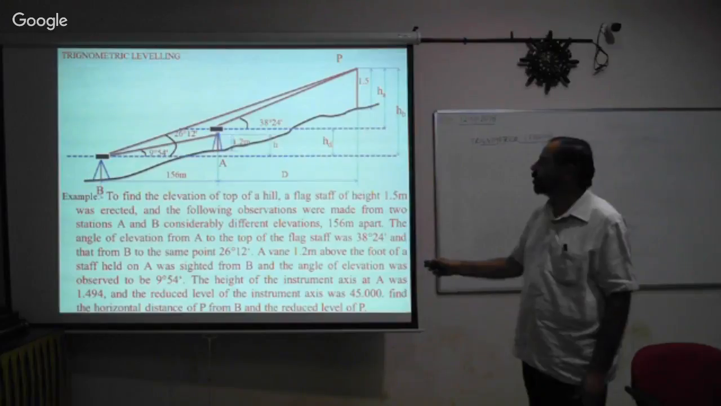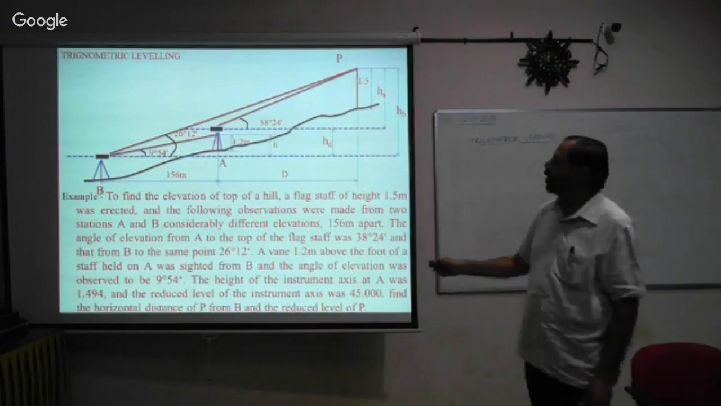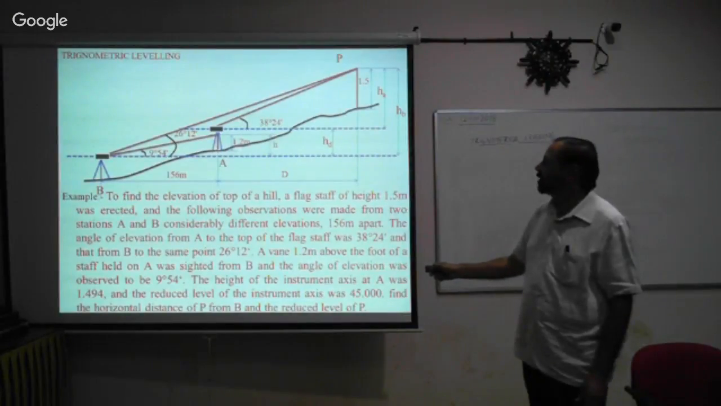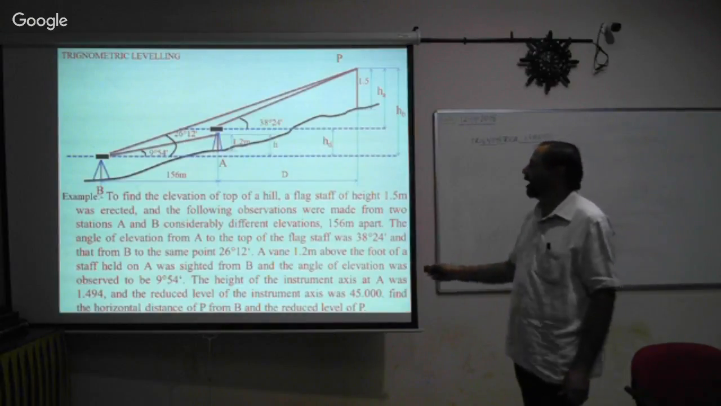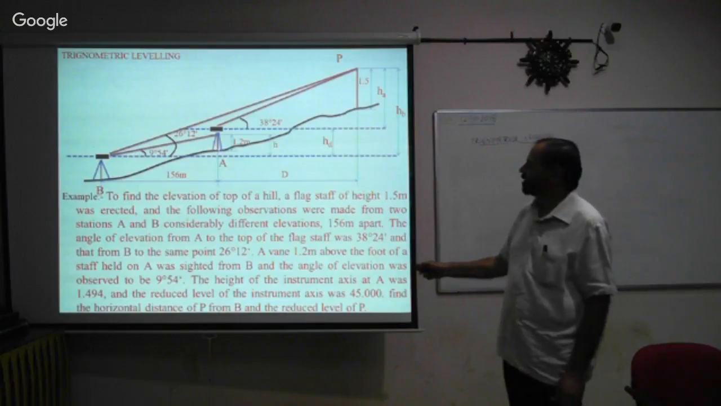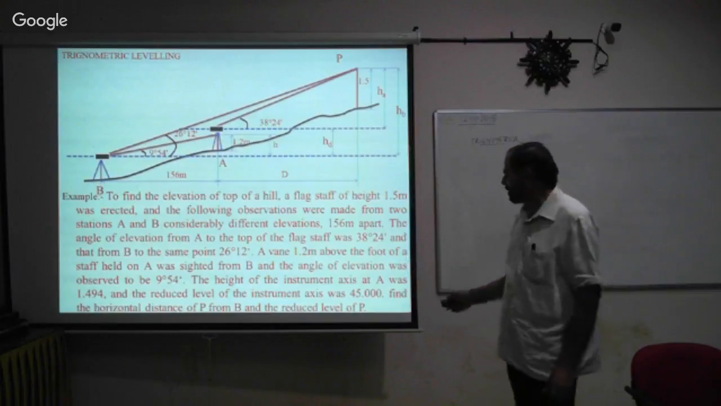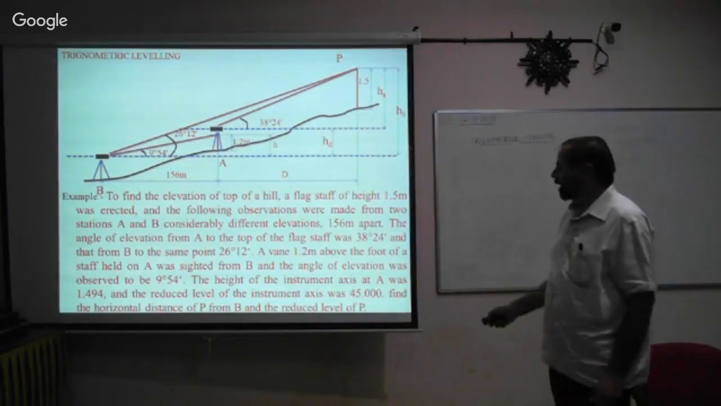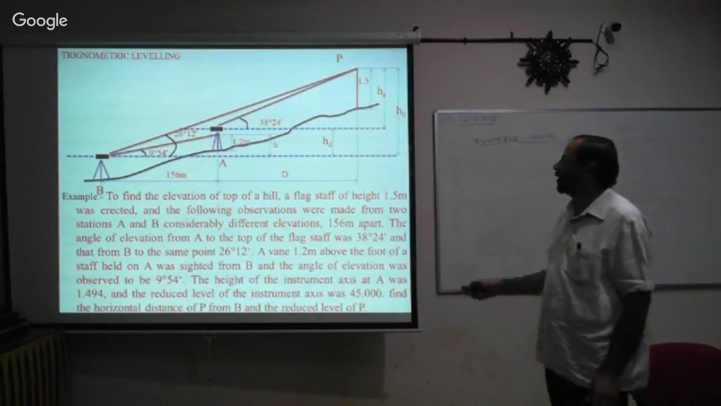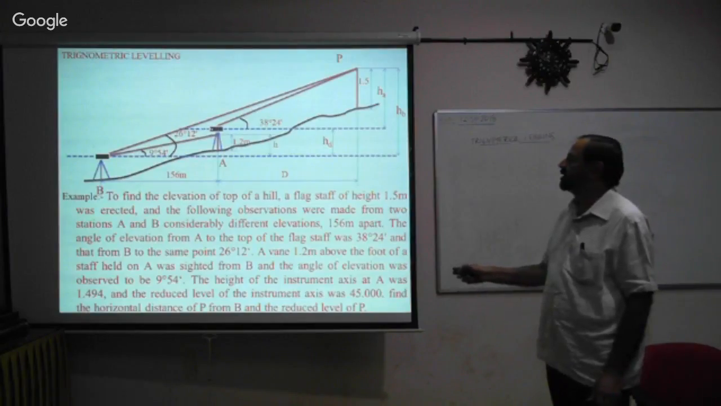Now deduct 1.2. Then we will get the height of this point, and the RL of this point is obtained. Now again from here, add 1.494. I think it is given here, that is the height of the instrument, 1.494. Then we are going to get the height of this axis.